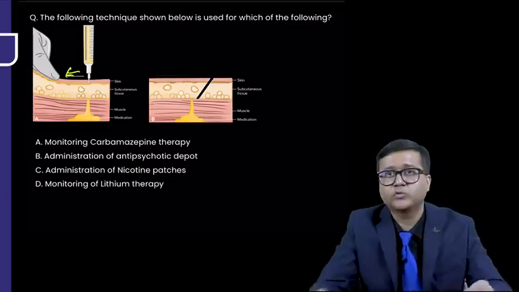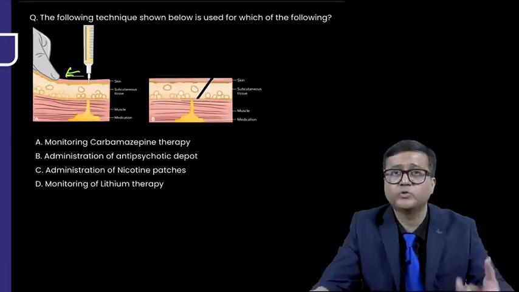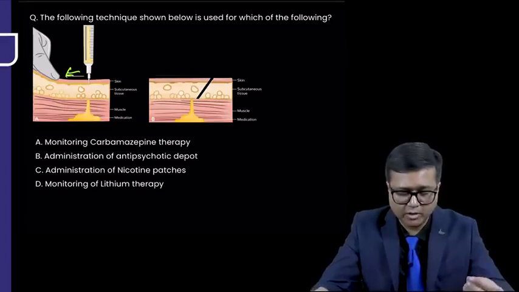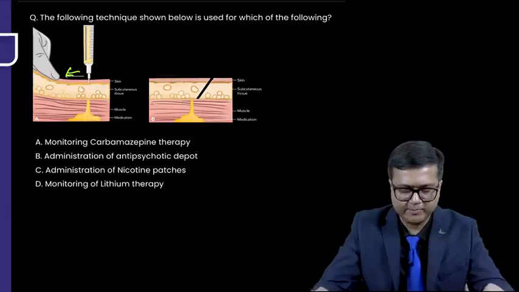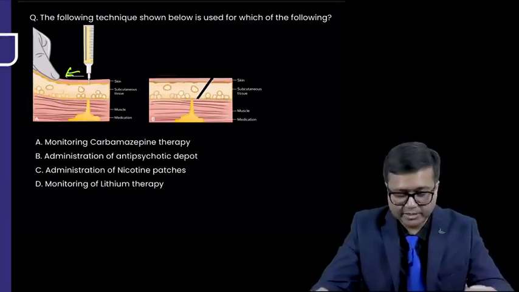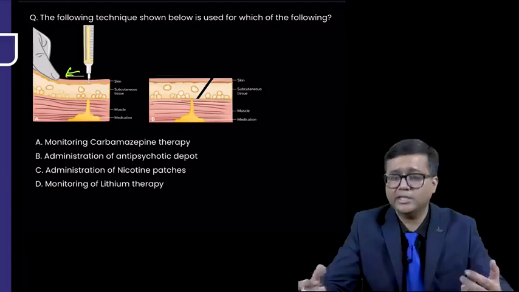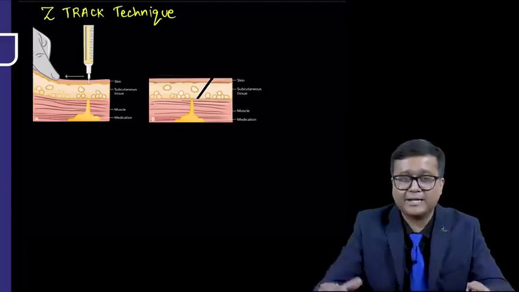Okay. So what is this technique, or in which condition do we generally use this technique? The options are: A, monitoring carbamazepine therapy; B, administration of antipsychotic depot; C, administration of nicotine patches; and D, monitoring of lithium therapy. So basically, what is this technique? This technique is known as the Z-track technique.